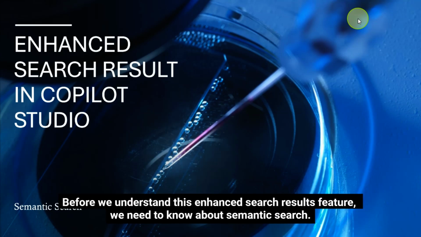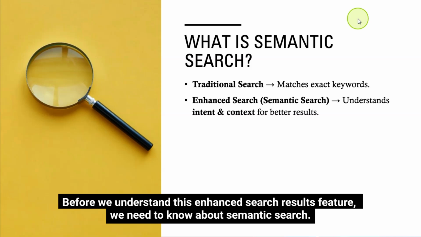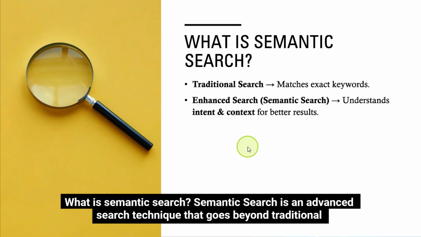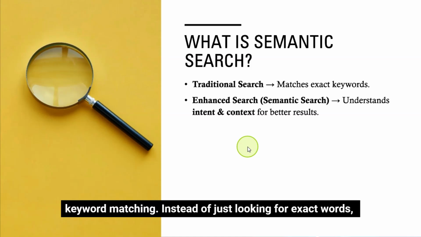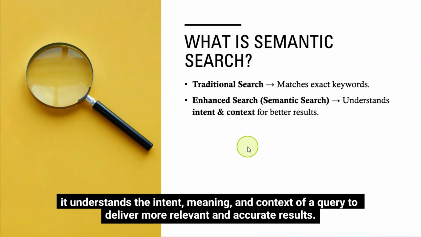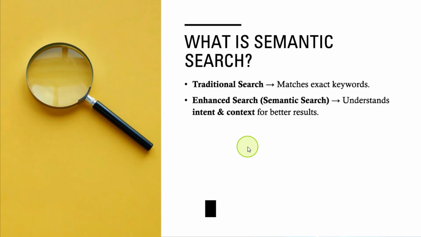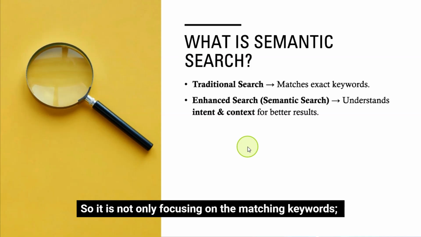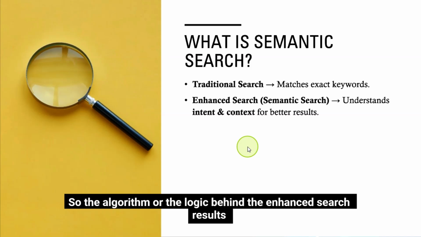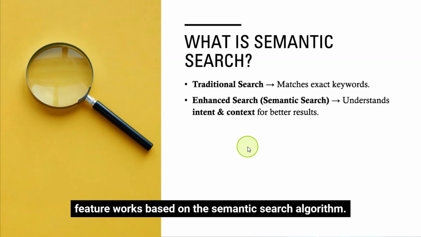Before we understand this enhanced search results feature, we need to know about semantic search. What is semantic search? Semantic search is an advanced search technique that goes beyond traditional keyword matching. Instead of just looking for exact words, it understands the intent, meaning, and context of a query to deliver more relevant and accurate results. So it is not only focusing on the matching keywords, it is understanding what the intent of that user is. So the algorithm or the logic behind the enhanced search results feature works based on the semantic search algorithm.